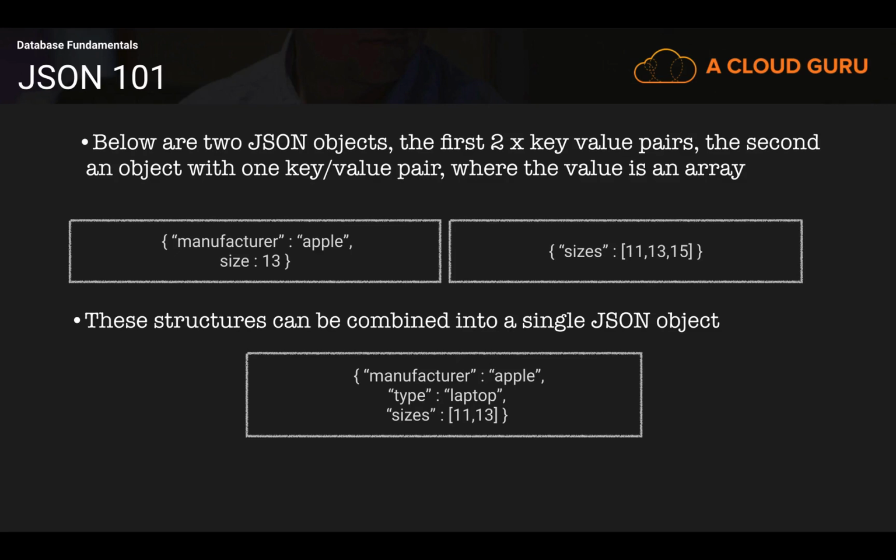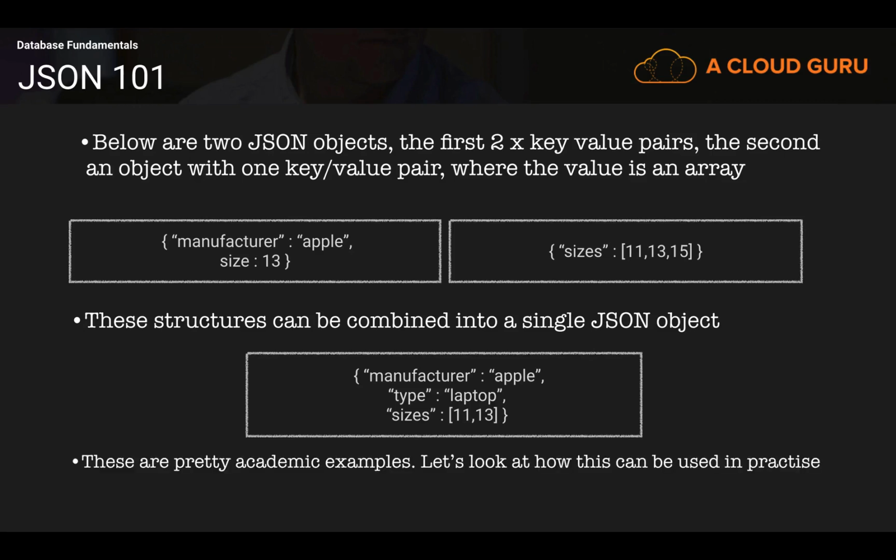We have manufacturer : Apple, and the next is type : laptop, and the third is sizes, and then an array of 11 and 13. Now these are pretty academic examples. Let's have a look at how JSON and JSON style structures can be used in practice.